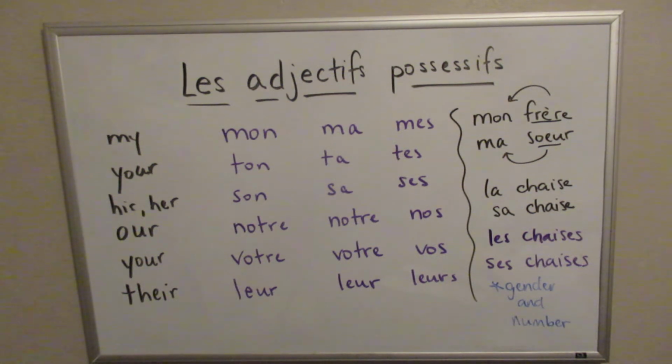So again, this is for words that begin with a vowel or what they call a muted H. And you will find that on page 126 of your ebook. It will talk about that. And so you'll want to go over that just to have it in your mind that if you do see something that starts with a vowel, that you are going to be using the masculine form mon, ton, son, notre, votre, and leur in order to have the correct pronunciation sound that you need. For everything else, it's simply going to follow these rules.